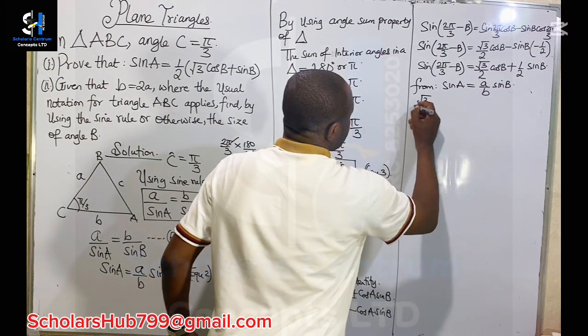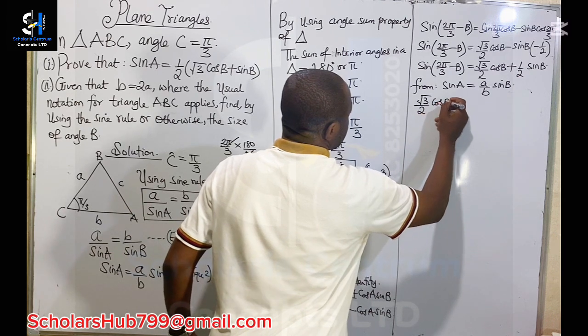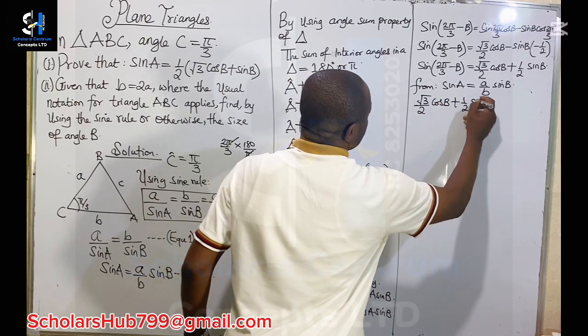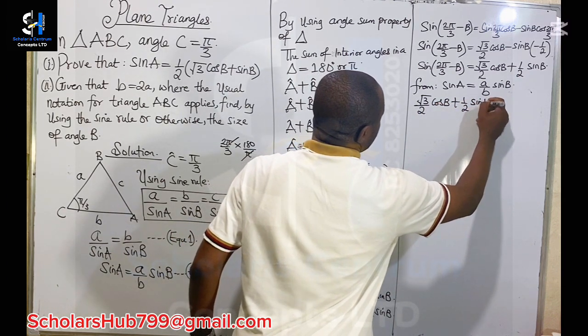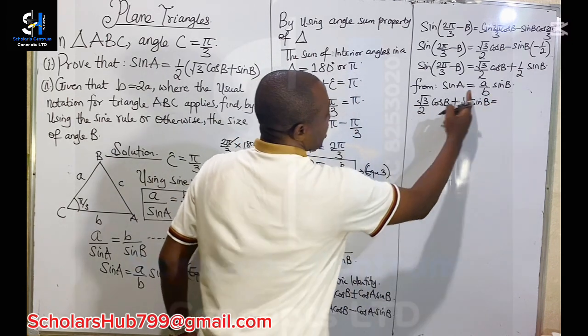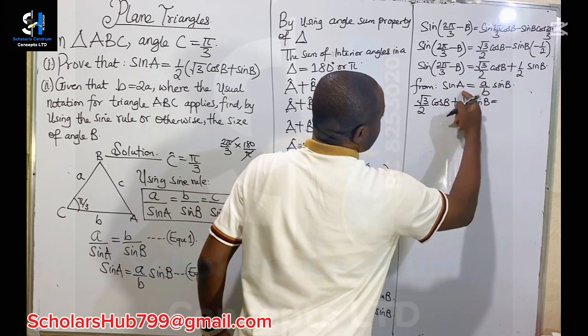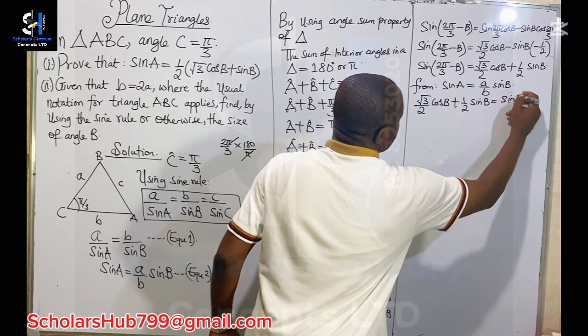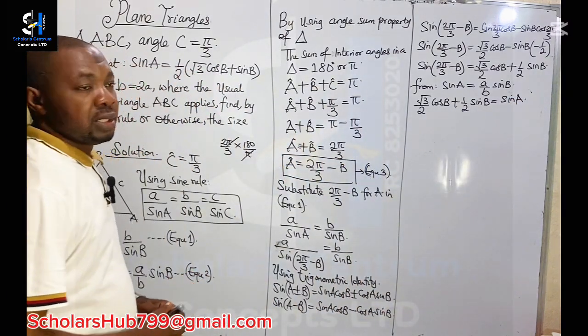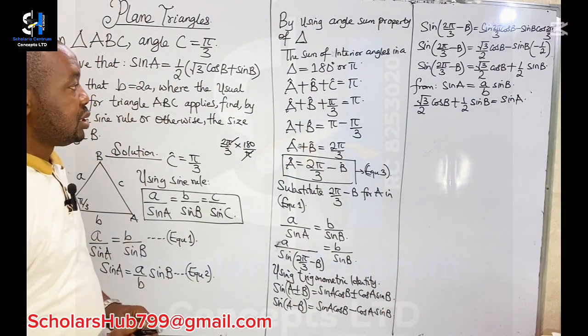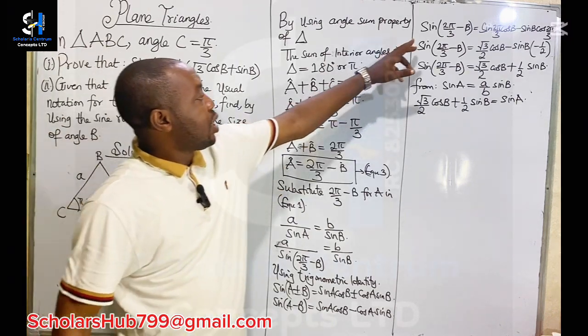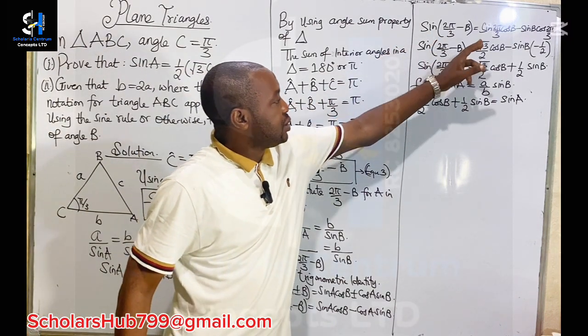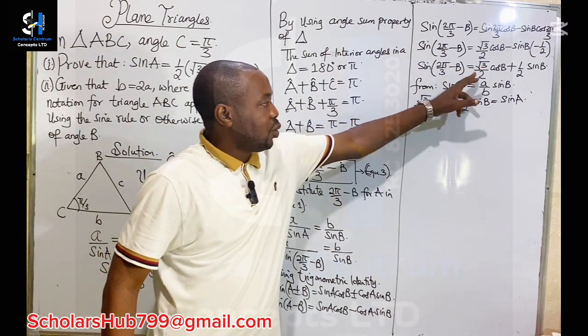So that will be radical 3 over 2 cos b plus 1 over 2 sine b. Now we know that a over b sine b is equal to sine a. Now what I'm saying is that after we expand this identity, we got this.